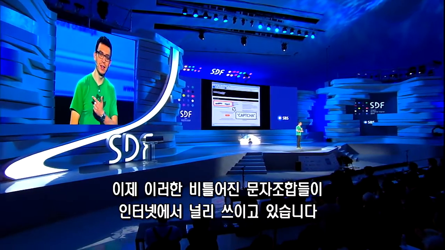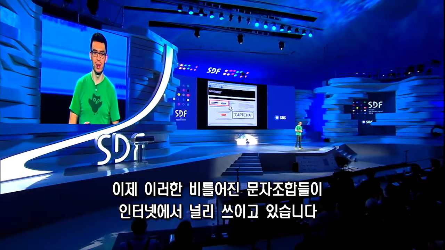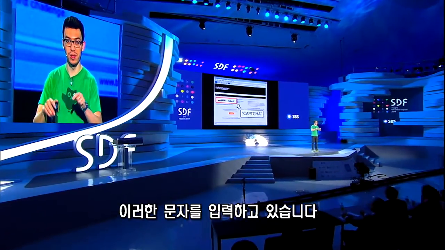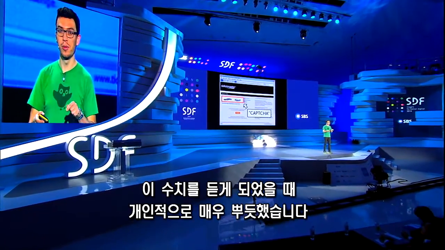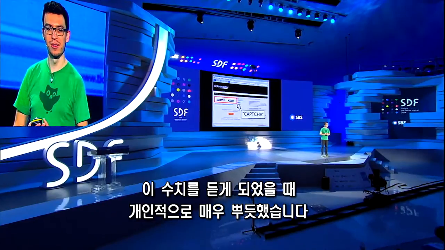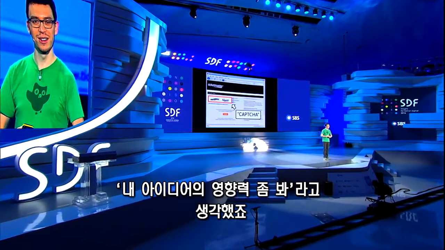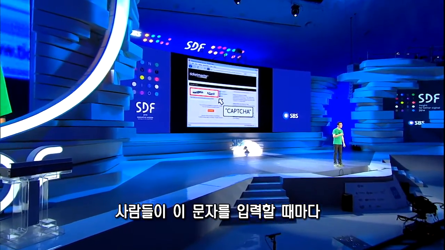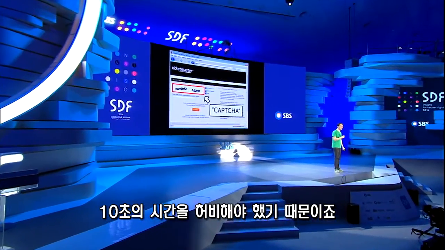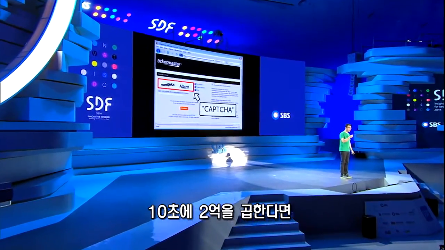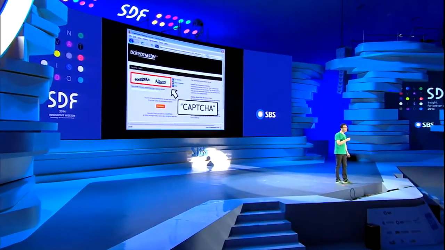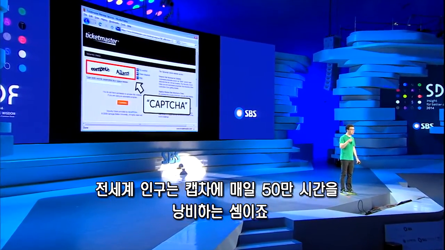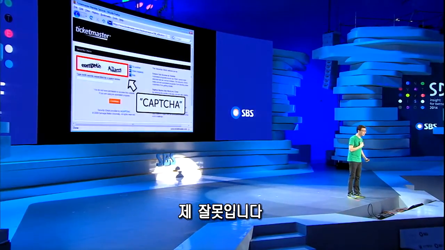Now, these distorted characters are used all over the internet. In fact, it turns out that approximately 200 million times a day, somebody types one of these throughout the world. Now, when I first heard this number, I was very proud of myself. I thought, look at the impact that my work has had. But then I started feeling bad, because the thing is, each time you type one of these, you waste about 10 seconds of your time. And if you multiply 10 seconds by 200 million, you get that humanity as a whole is wasting about 500,000 hours every day typing these CAPTCHAs, and it's my fault.